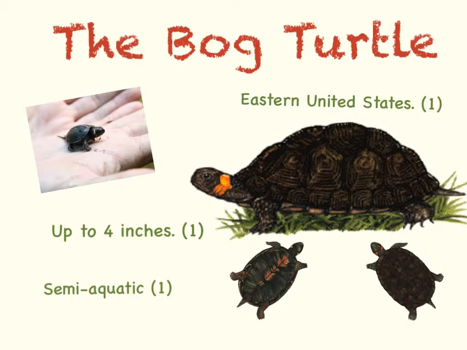First and foremost is their tiny size. They're one of the smallest turtles in North America. Their shell is a mahogany color, as you can see here, and there are yellow markings on both sides of the neck.